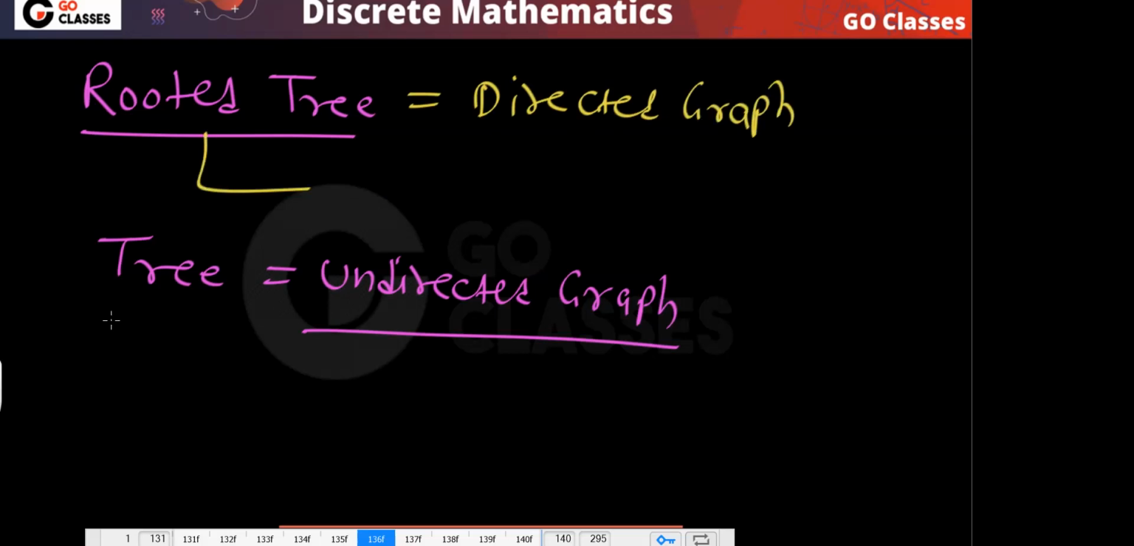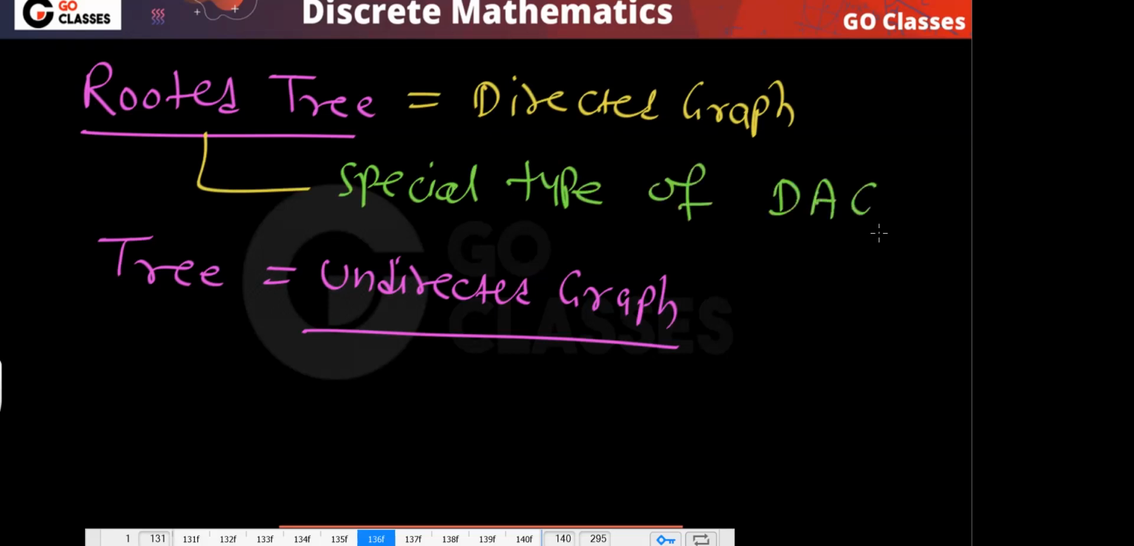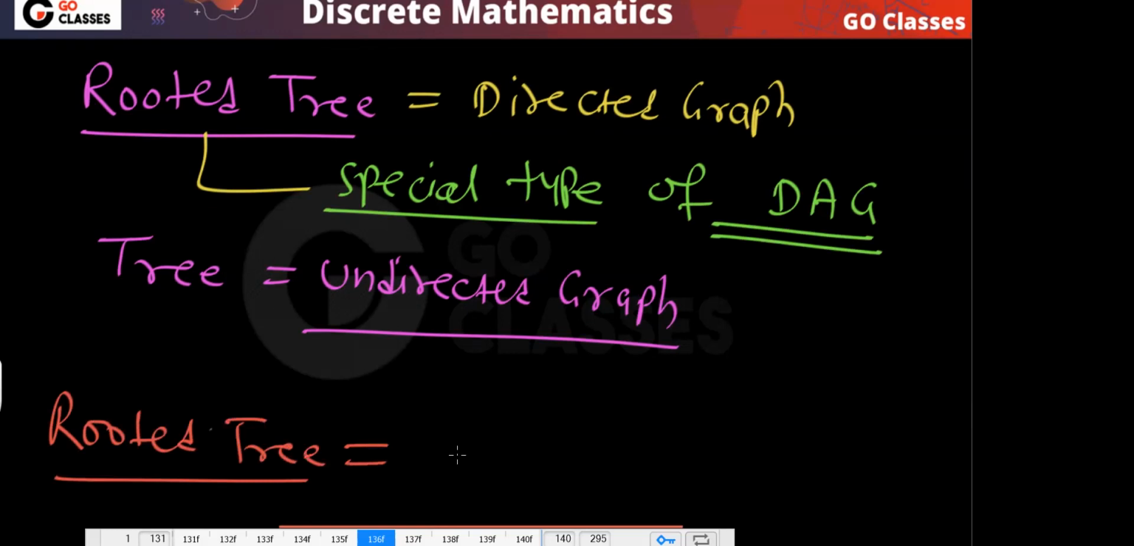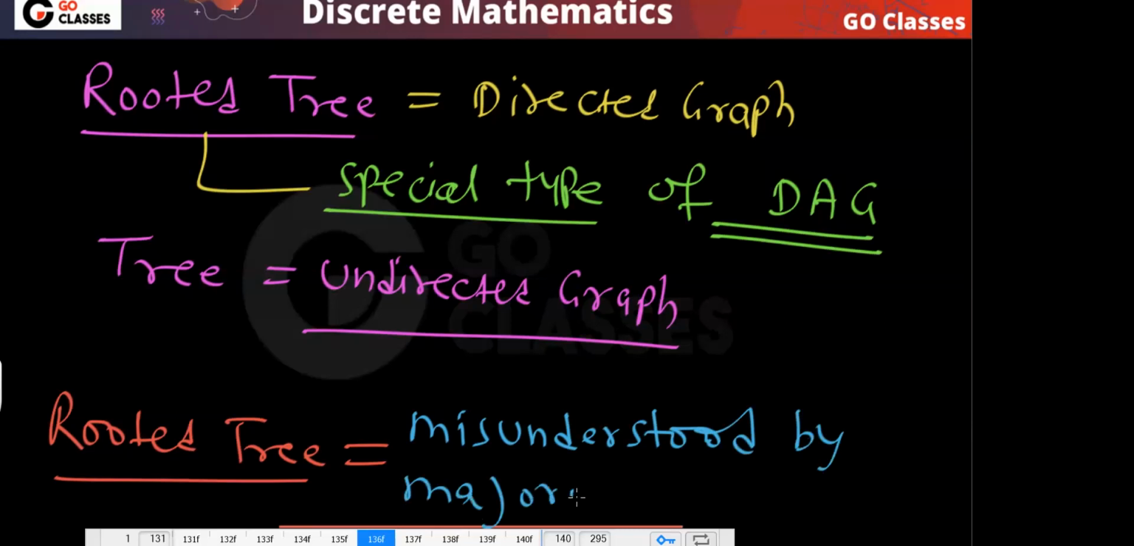This rooted tree is a very misunderstood concept. It is a special type of directed acyclic graph. Let me tell you one thing: many students have a misconception about this rooted tree. It is misunderstood by the majority of students. They don't really understand it. Okay, so let's see what a rooted tree is.